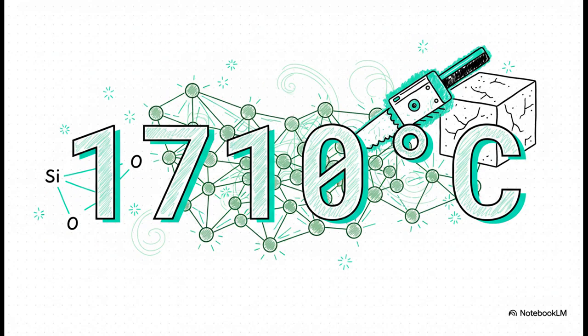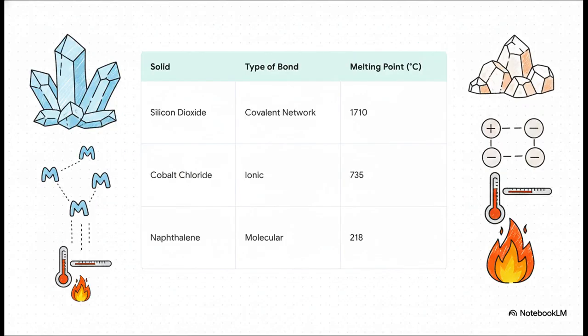And finally, get ready for this. We have silicon dioxide. It melts at a staggering 1710 degrees Celsius. Its atoms are all linked together by that covalent superglue, which creates one giant, unbelievably tough structure. This is exactly why materials like this are used to make things like cutting tools. So here's the final scorecard. It's crystal clear, right? The type of bond directly determines the melting point.